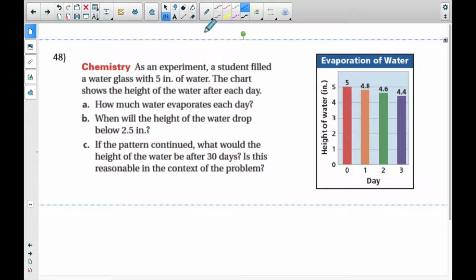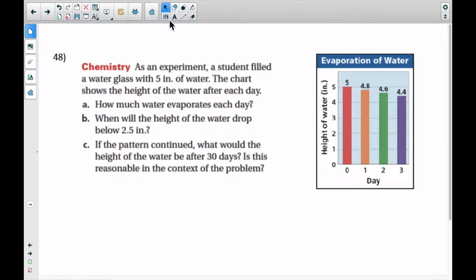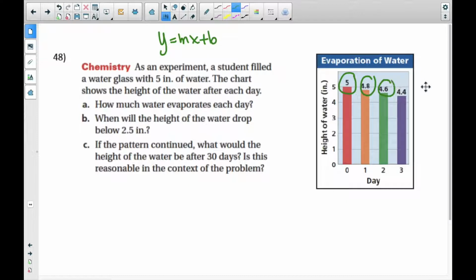Okay, this problem, we want to look at the graph. We have to look at the words and the graph. We also want to rely on some information from our past, and that is y equals mx plus b. How much water evaporates each day? If you look at the top, 5 down to 4.8, down to 4.6, down to 4.4, it is losing 0.2 inches every day.